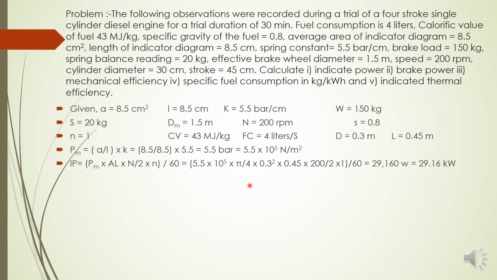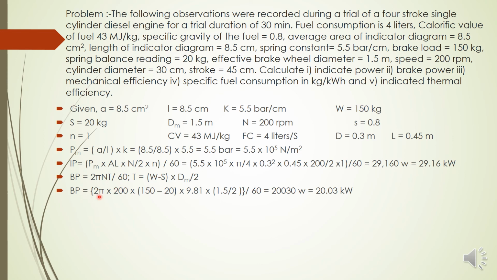Now how to find brake power? For that we have to use brake power is 2 pi NT by 60, and torque is (W minus S) into Dm by 2. Dm is the effective diameter or mean effective diameter of the brake drum. So that is also given. But here W and S are given in kilogram only, but it should be Newton. So we have to multiply this by 9.81.